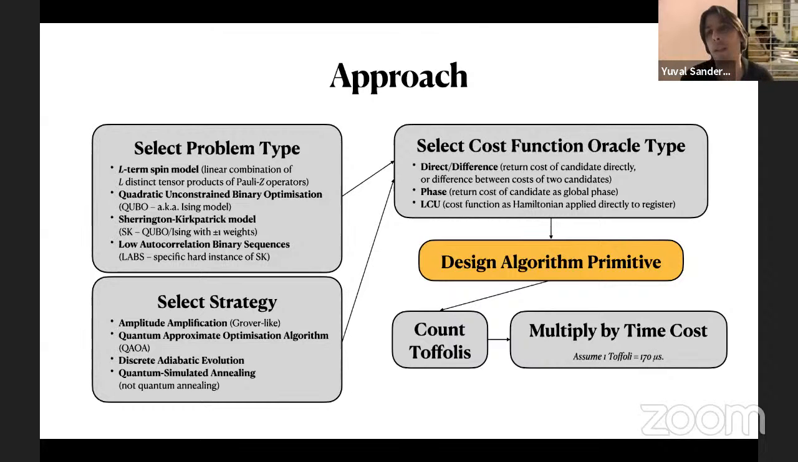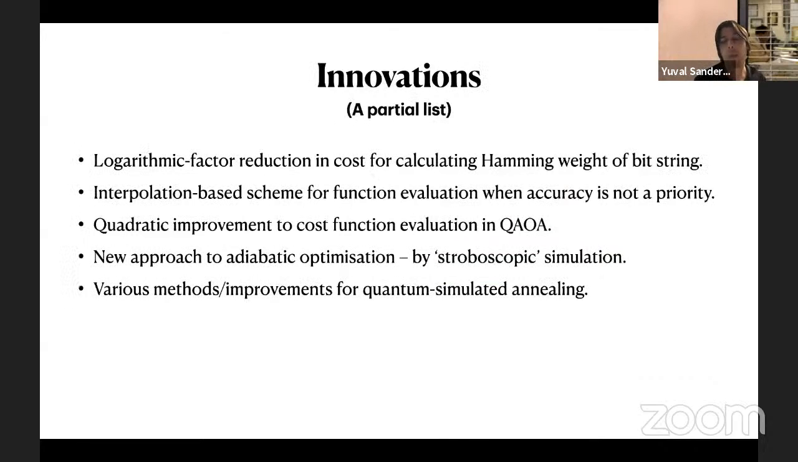But before I get into the actual costing part of this, I just want to give a sense of what goes into this algorithm primitive design part, in case the audience doesn't know. So just to give a sense of what we did in our paper. This is a partial list of the various innovations we have in our paper during this process of algorithm design. We managed to find a logarithmic factor reduction in calculating the Hamming weight of a bit string, which ends up being useful in a variety of ways in our paper.